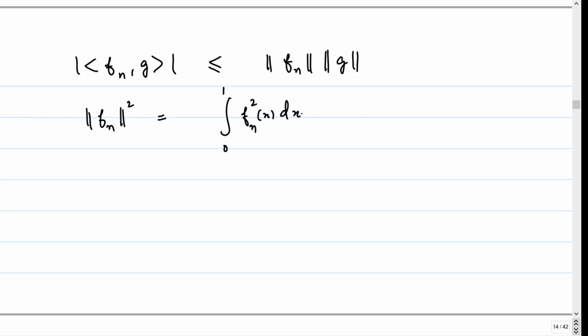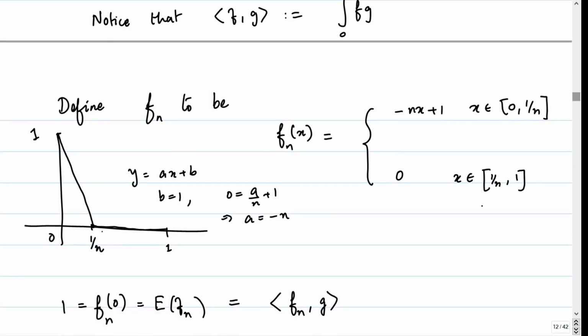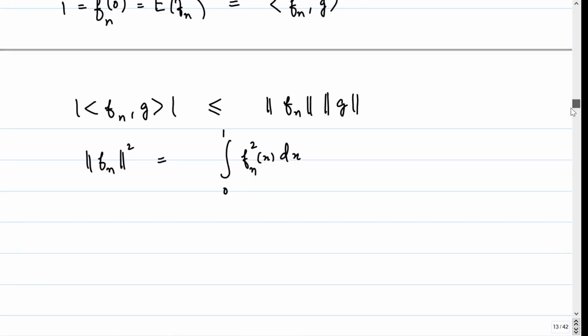I will not write down what this is explicitly. I'll just observe that fn is 0 in the interval from 1 by n to 1. There is no contribution, so this is just going to be the integral from 0 to 1 by n, and there is an explicit expression of fn which doesn't matter. Just one thing to note is that it is less than 1, so fn squared will also be less than 1. So this is going to be less than the integral from 0 to 1 by n of dx. Or maybe I can just compute it. Anyway, it doesn't matter, but for the sake of completion, let's compute it.